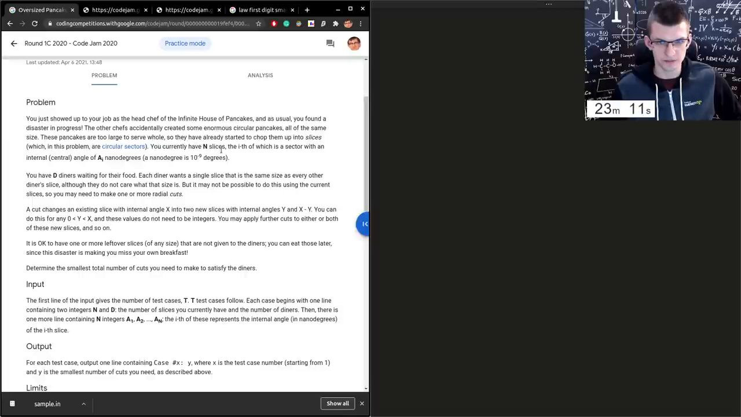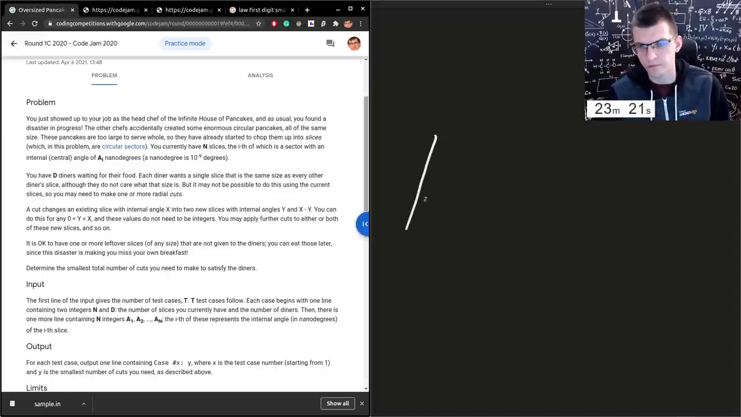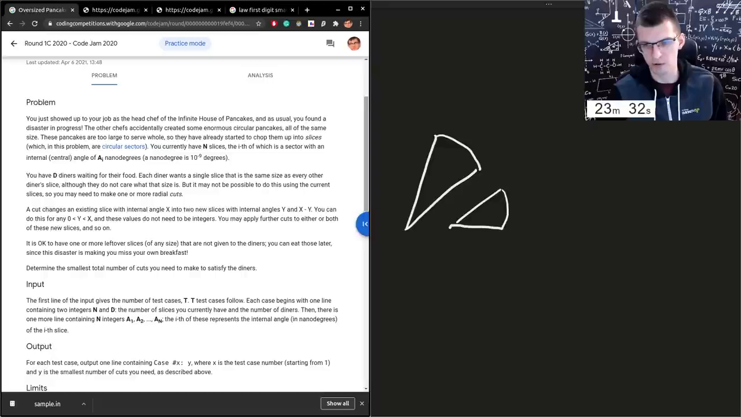There are n slices with some angles. As I understand, the angle is just like this part of the triangle. Not really a triangle, a slice. Maybe we will combine them into one big pizza. You have the diners waiting for their food. Single slice. I need to find D equal slices.